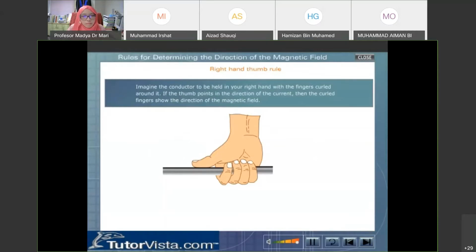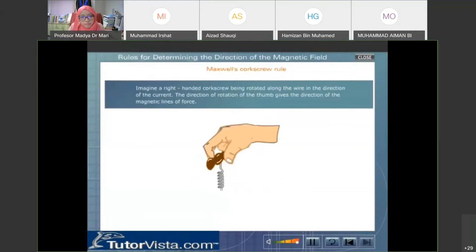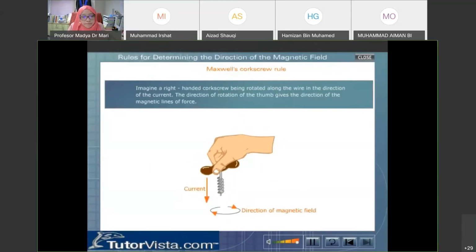Right-hand thumb rule. Imagine the conductor to be held in your right hand, with the fingers curled around it. If the thumb points in the direction of the current, then the curled fingers show the direction of the magnetic field. Maxwell's corkscrew rule. Imagine a right-handed corkscrew being rotated along the wire in the direction of the current. The direction of rotation of the thumb gives the direction of the magnetic lines of force.